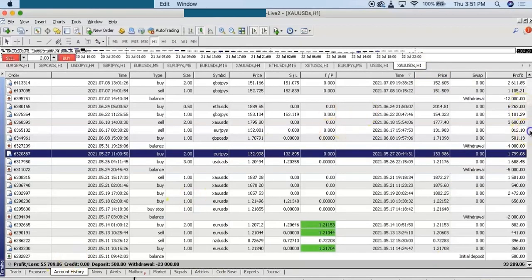As you can see, the numbers don't lie. I made the deposit of $500. I have made withdrawals of $123,000, and in total I've made profits of close to $56,000 on this trading account. And this is too easy.